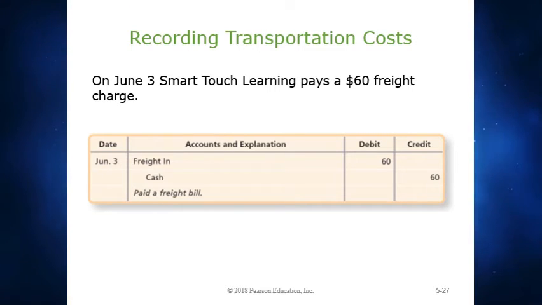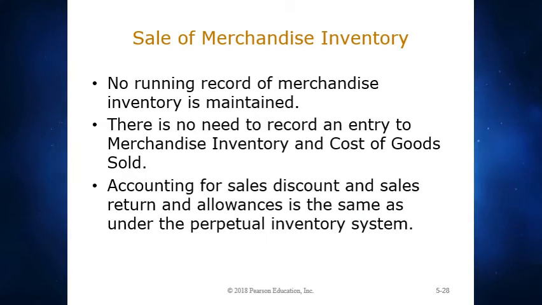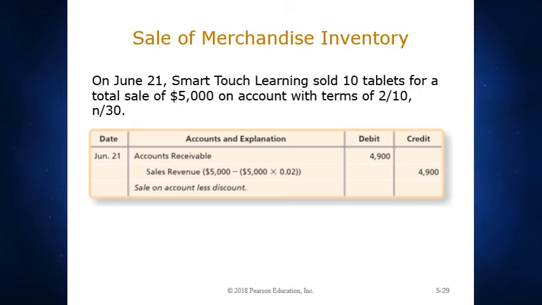Regarding the transportation costs here, they still have to pay the freight charge, so it's freight in $60 cash, paid cash, no big deal there. Then when we sell the merchandise inventory, because there's no running record of this, there is no need to record the entry for merchandise inventory and cost of goods sold. We'll take care of the cost of goods sold eventually down the line when we do our hand count, our physical count. So we do still need to account for any sales discounts or returns, and this is the exact same as it would be under the perpetual system.